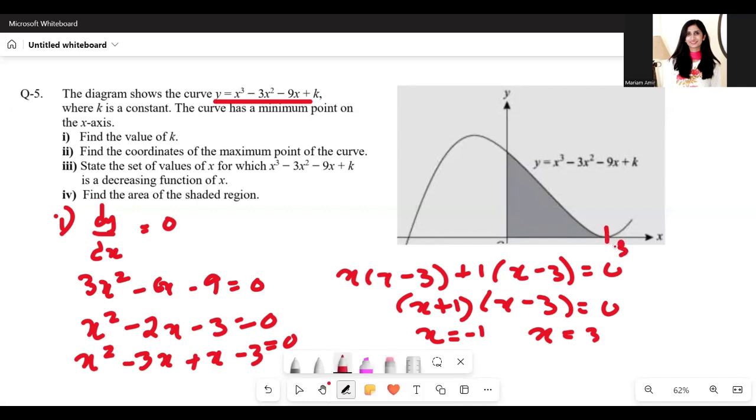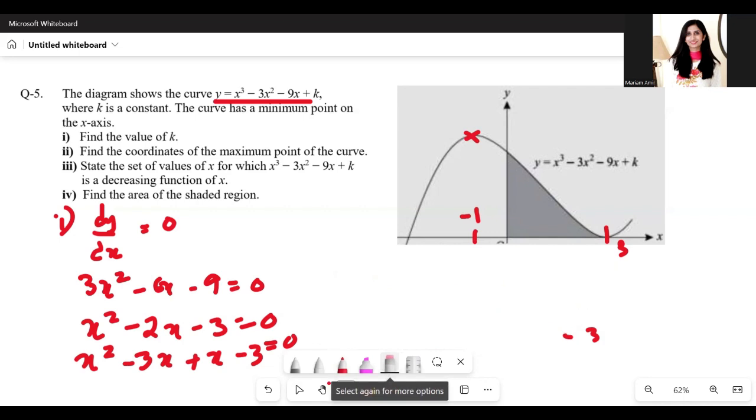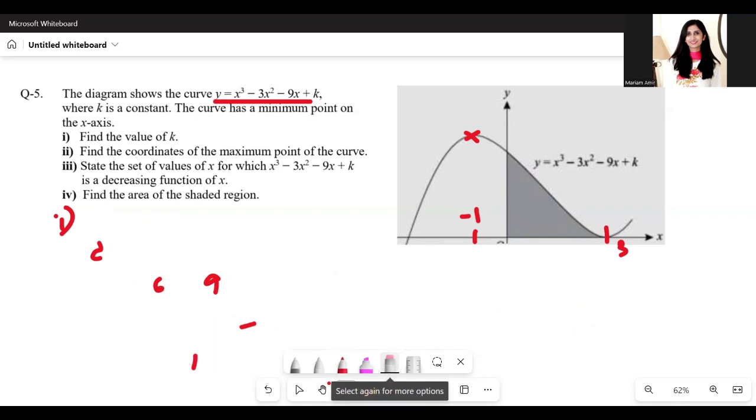And what is this other value of x? This will be the x coordinate at the maximum point, because at the maximum point, dy by dx is also 0. So this is minus 1, and that's 3. Okay, now how do we find k? We have the value of x, which is 3 here, and we also know the value of y here, it's 0. So this is 3, 0.